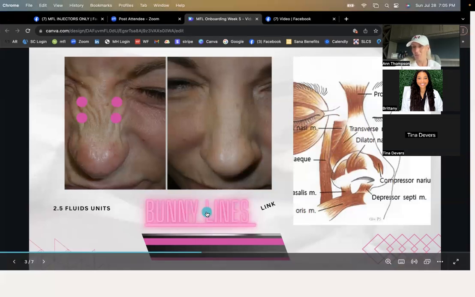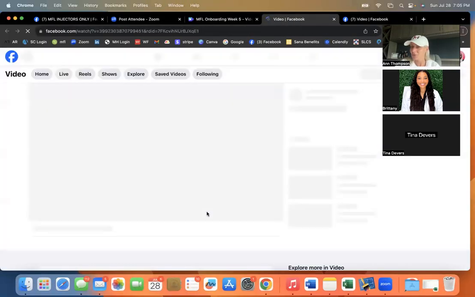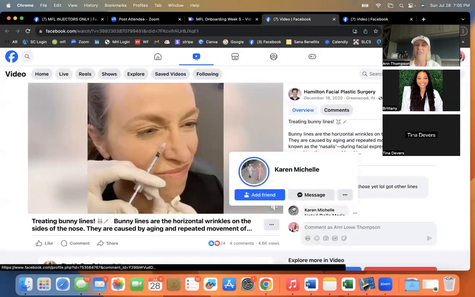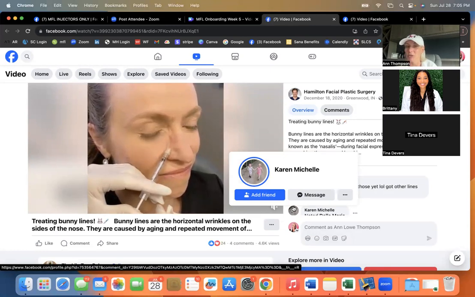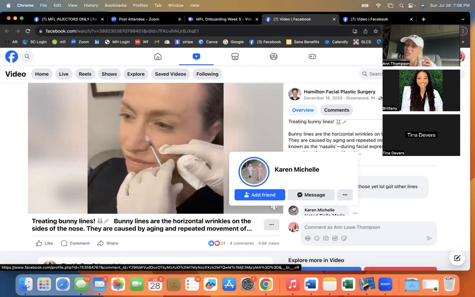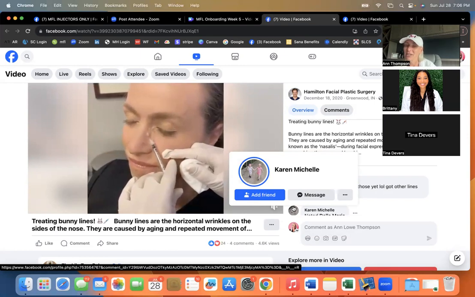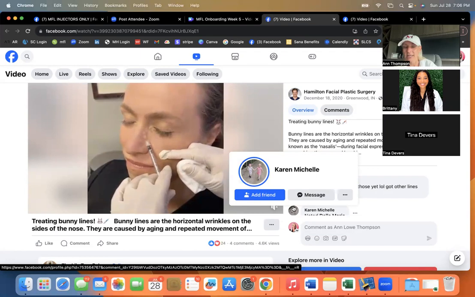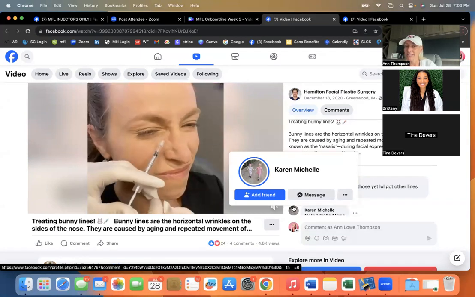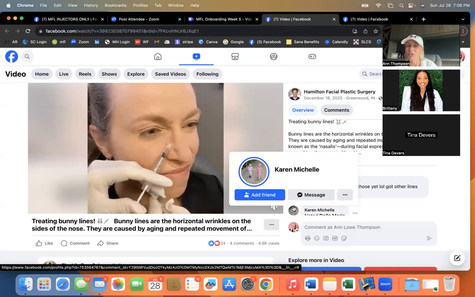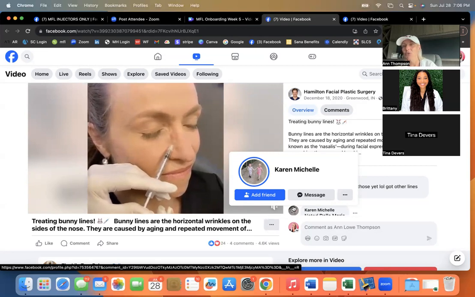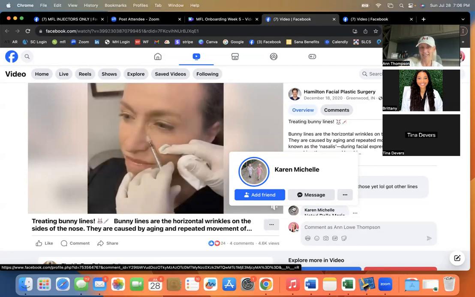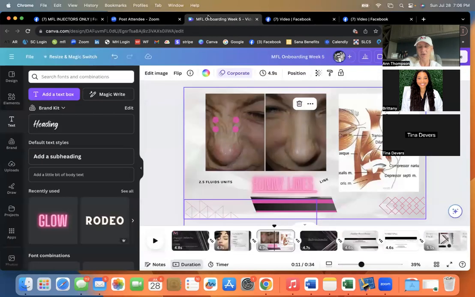So there's a quick little video that we're going to watch on this so we can show you exactly how you inject this as well. So you can see that the injector is having the patient crinkle their nose to give them a little bit more meat to work with whenever they're injecting. And this particular injector is deciding to inject two injection points on each side of that nasalis muscle. She is only treating the nasalis. She is not treating the procerus that can sometimes cause bunny lines as well. So she is only treating that nasalis bunny line. And again, it would be 2.5 fluid units into each injection point. And that is it. So let me go ahead and go back.